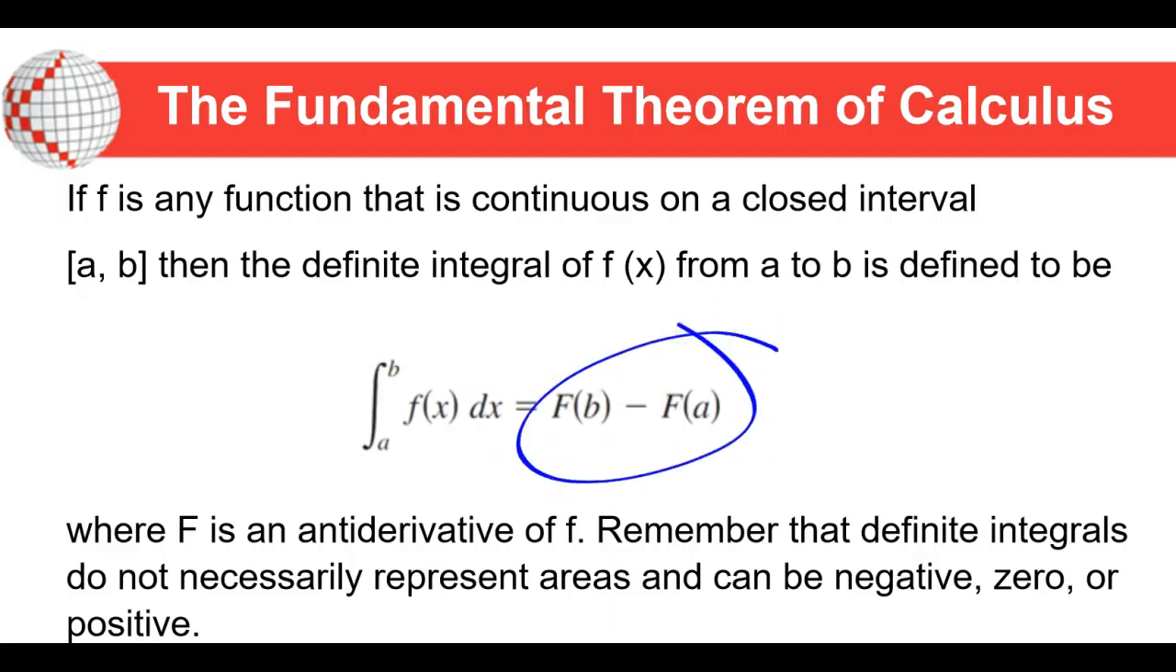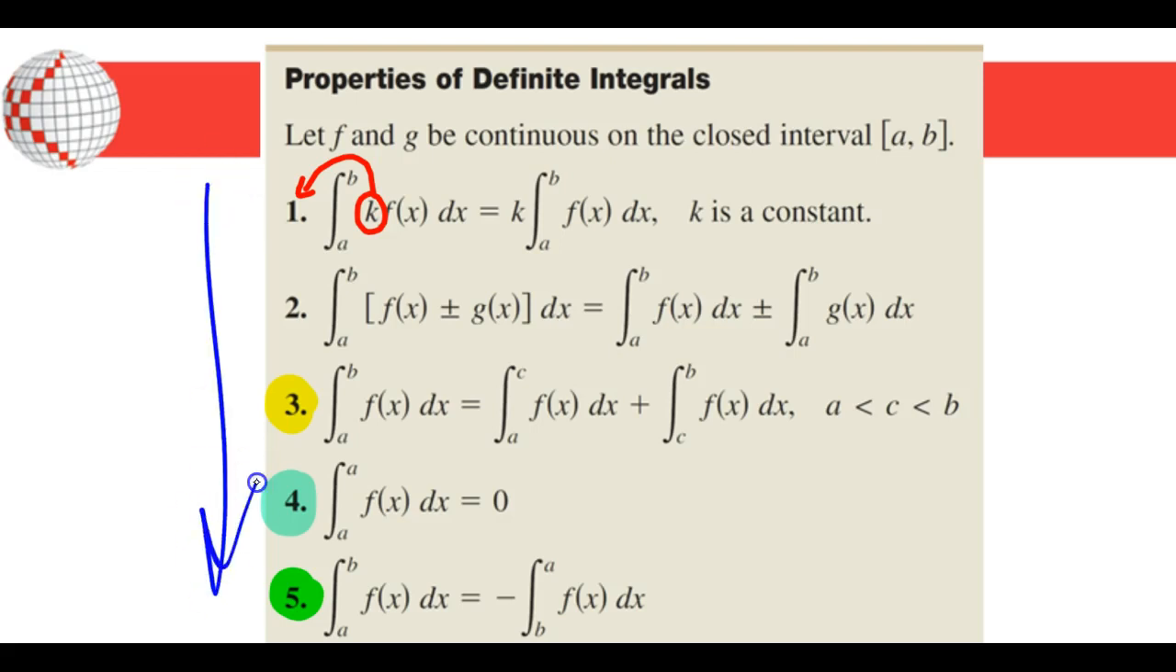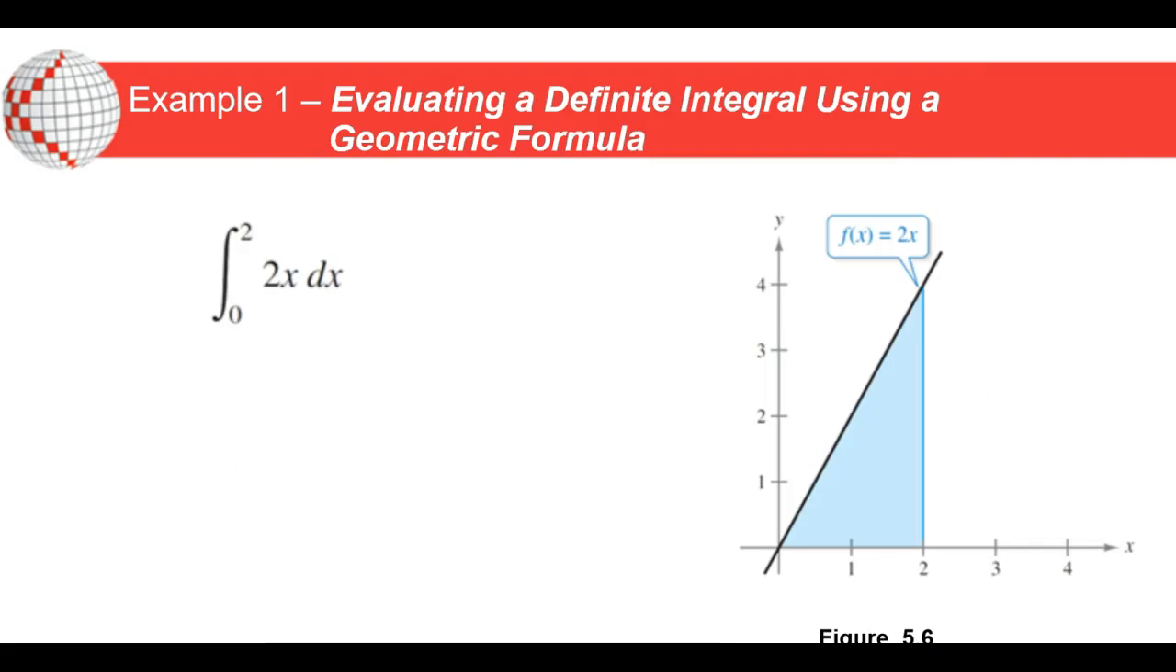So again, f of b minus f of a. All of my rules will still work, even though it's not an indefinite integral. These are called definite integrals. So when I have definite integrals, I'm actually going to get an answer or a number for the area underneath the curve. So here we go.